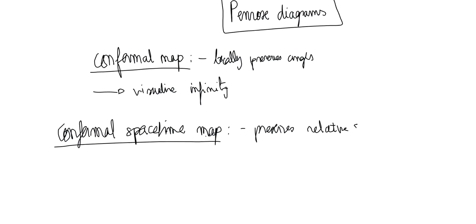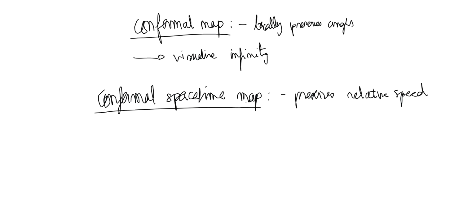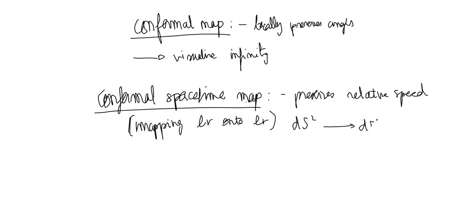And it does that by mapping light rays onto light rays, which we can write like this: ds square is mapped to ds prime square equal a function of the coordinates squared times the old ds square.